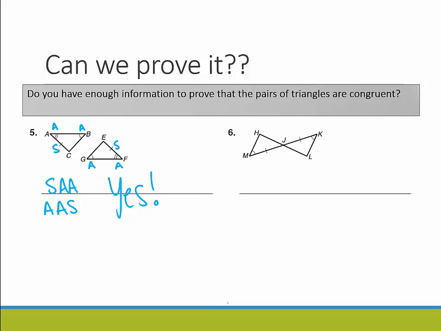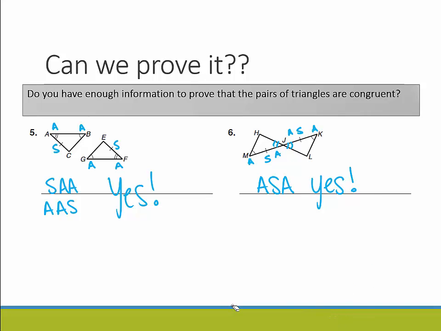Now the next one, they only give us 2 pieces of information. They give us an angle and a side. An angle and a side. But then we know vertical angles are always congruent. So this angle here has to be congruent to this one here, which gives us another angle. So that means by angle, side, angle, we can prove that those 2 triangles are congruent.